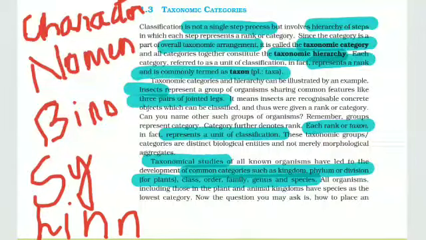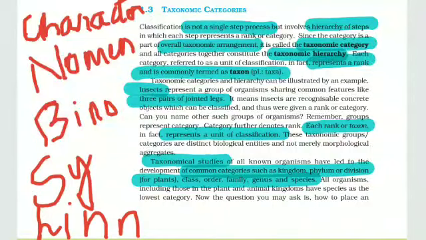So taxonomic hierarchy constitutes all the categories together. They combine all the taxonomic categories together. Each category refers to a unit of classification. I'll give you an example later, you just understand the definition right now. Each category refers to a unit of classification. In fact, it represents the rank and is commonly termed a taxon. So taxon is a rank in a classification.